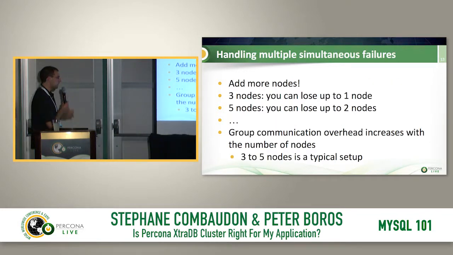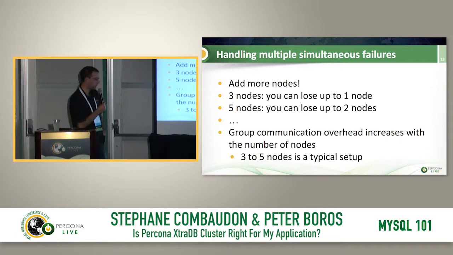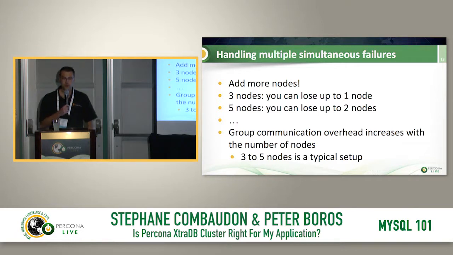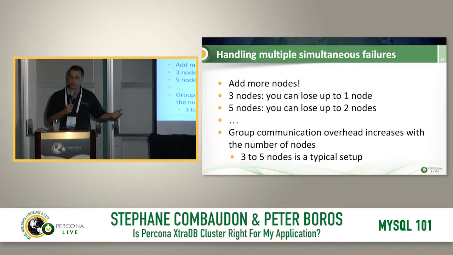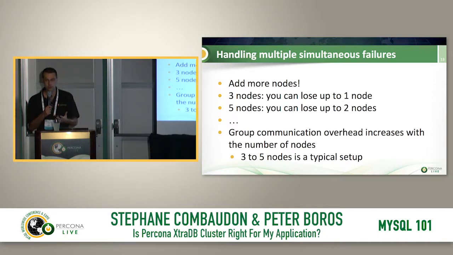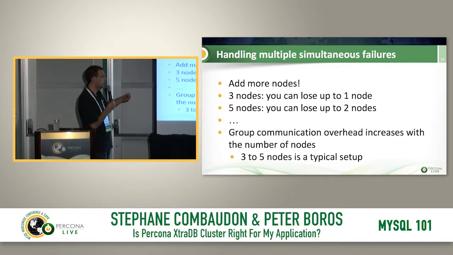So okay, all of that is very good, but let's say we have a 3 node cluster. I've just told you that basically you're only able to handle a single node failure, which is quite good. But sometimes you will need to be able to handle the simultaneous failure of 2 nodes. How can we do that? Well, that's quite simple. You add more nodes.